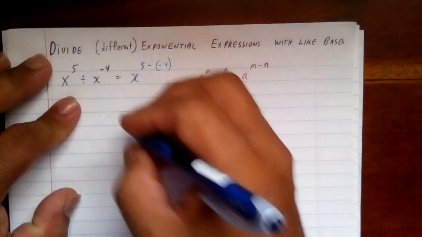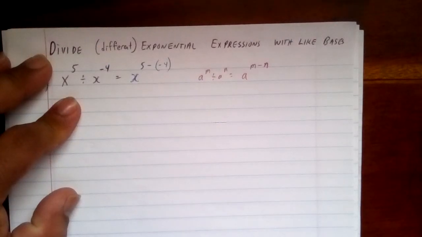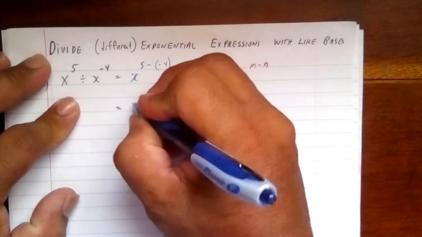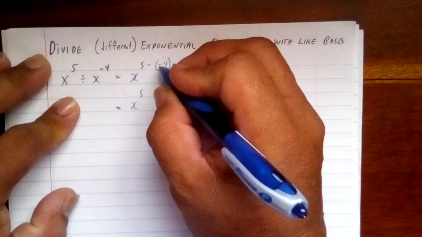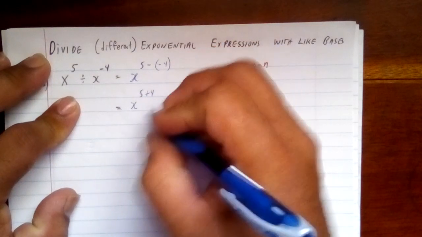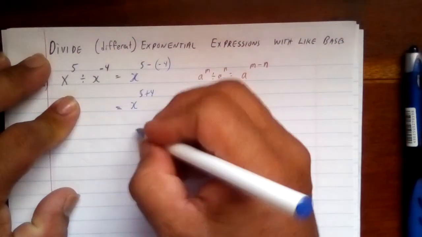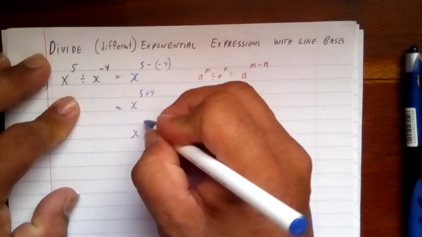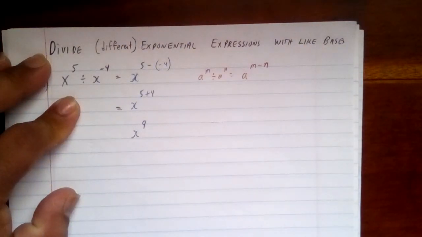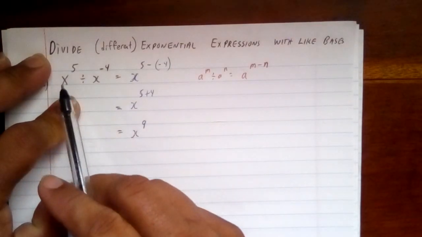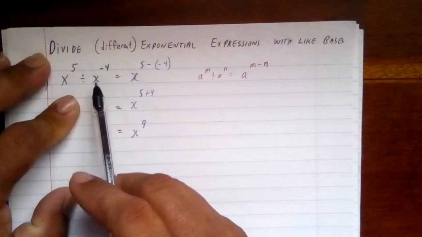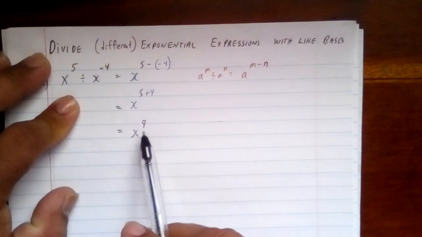It's not. So we bring them to the next step, and we put x, and we follow the rules again. 5, and this minus and this negative makes it positive, which gives us x to the 9 power as our solution. So that's our solution to this problem. Notice what we did here: we said x to the fifth divided by x to the negative fourth, and we got x to the ninth.